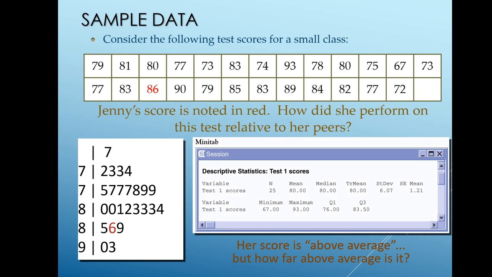Also, if you do a data analysis with your calculator or your computer output, we can see here we got the mean, the median, min, max, Q1, Q3. The mean and the median being the same is confirmation of the symmetry of our data, because if those are the same, it means your data is symmetric. We also have the standard deviation, which we will be using in a couple slides. So we see she's above average. We want to know how above average Jenny is.